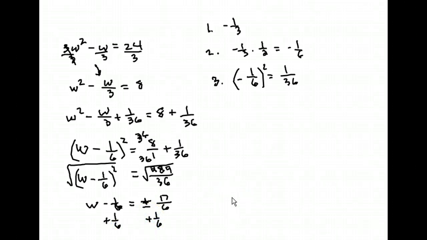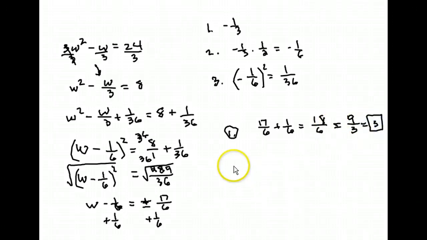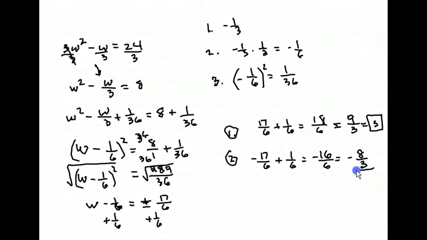So doing this separately, our two answers are going to be, the first answer is going to be a positive 17 over 6 plus 1 over 6, which will give us 18 over 6. And if you reduce it, gives us 9 over 3, which comes out to 3. So one of our answers is 3. The second answer, we got a negative 17 over 6 plus 1 over 6, which is going to give us a negative 16 over 6, which reduces to negative 8 over 3. So positive 3 and negative 8 over 3 are our answers.